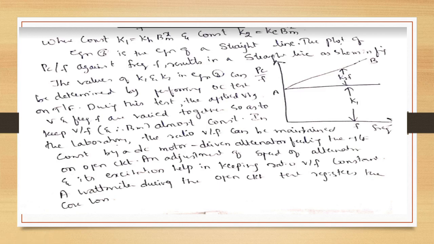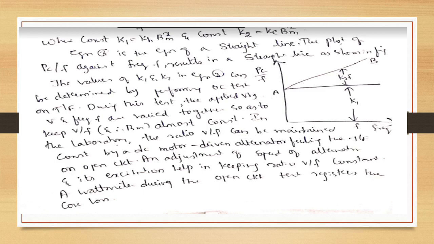So values of K1 and K2 can be determined by performing open circuit test on transformer. During this test, applied voltage V and frequency are varied together so as to keep V by F as constant. So we are keeping V by F as constant and performing the open circuit test.